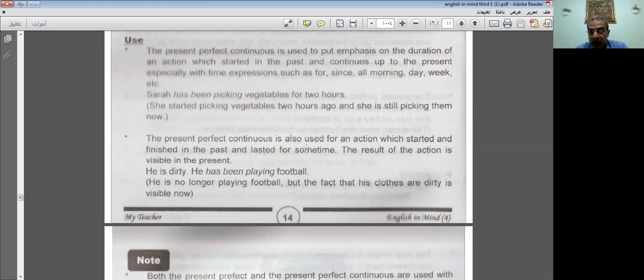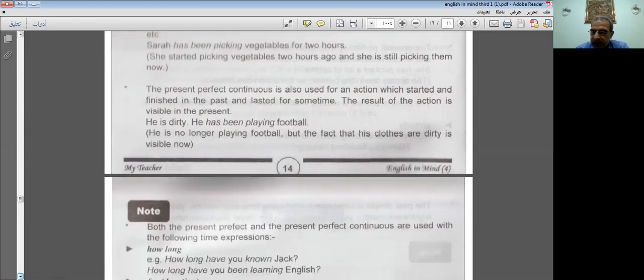The present perfect continuous is also used for an action which started and finished in the past and lasted for some time. The result of the action is visible in the present. He's dirty. Okay, maybe his clothes are not clean. He has been playing football. So he is no longer playing football, but the fact that his clothes are dirty is visible now. Be careful, or note this.